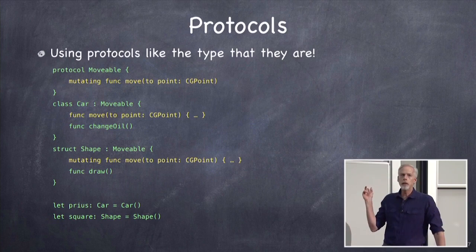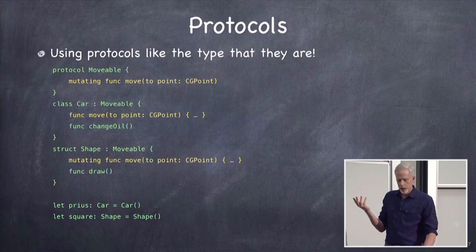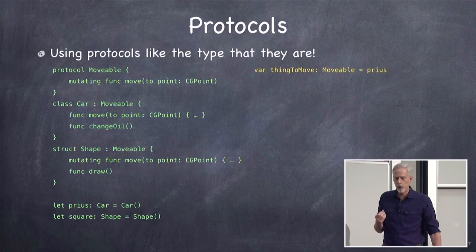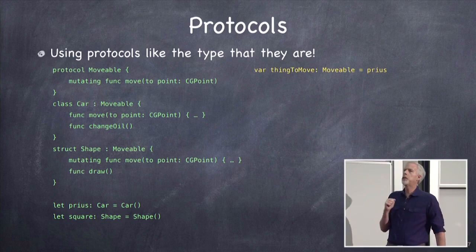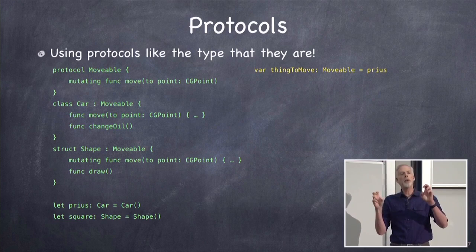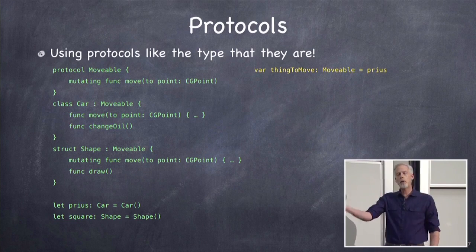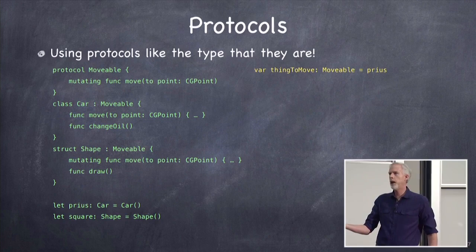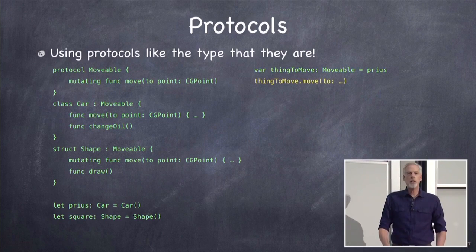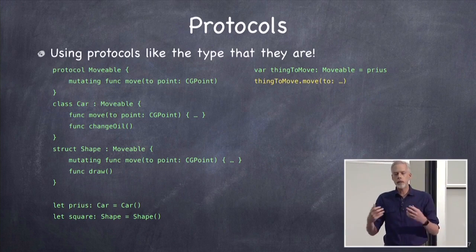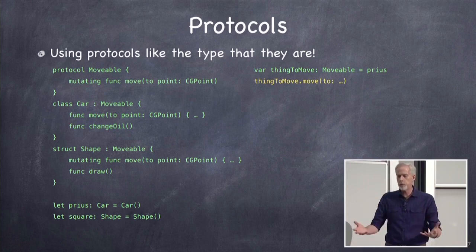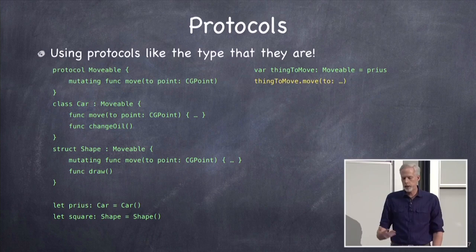So I created two little vars down here, a Prius, which is a Car, of course, equals a new Car, and then I created a square, which is a Shape, of course. Let's see what we can do with the Prius and the square. First, I can create a var whose type is Movable, called thingToMove, and I can assign it to Prius, because a Prius is Movable. So if I have a var that is of type Movable, of course a Prius can be put in there. Everyone understand that? And I can even say thingToMove.moveToPoint, because thingToMove is a Movable. So if it's a Movable, it has to implement moveToPoint. So I can say that.